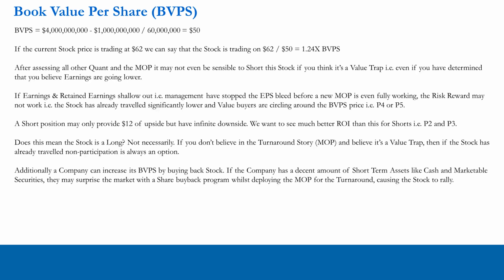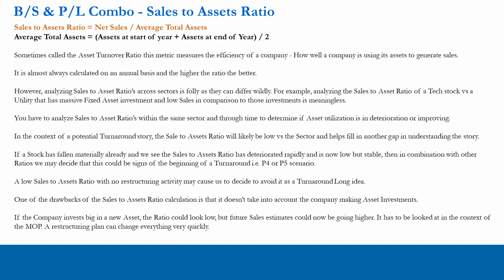Now we're going to move on from looking at just a company balance sheet to now looking at metrics that combine data from both a company balance sheet and a company's profit and loss statement. And the first one we're going to look at is the sales to assets ratio, which is net sales over average total assets, where average total assets is equal to assets at the start of the year plus assets at the end of the year divided by 2.